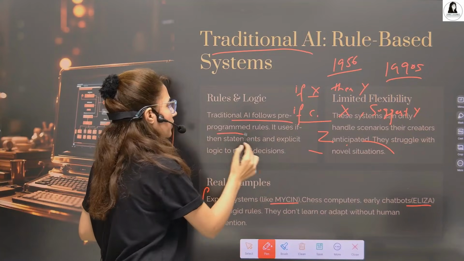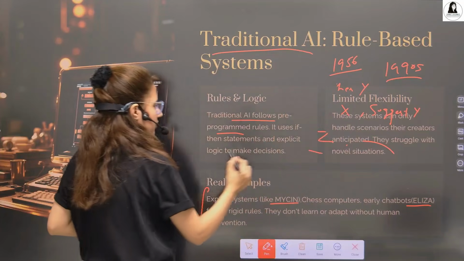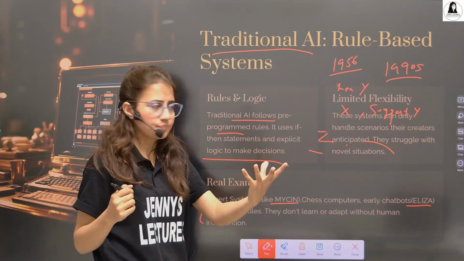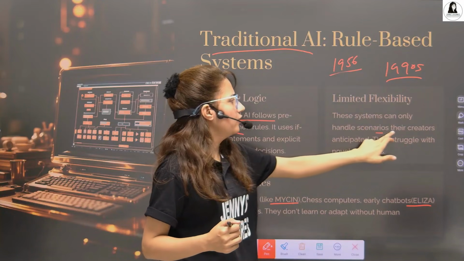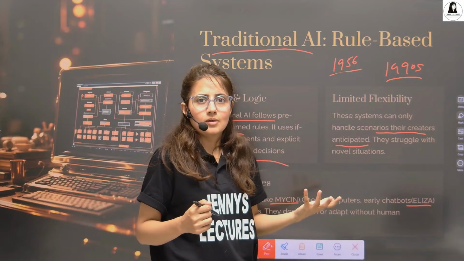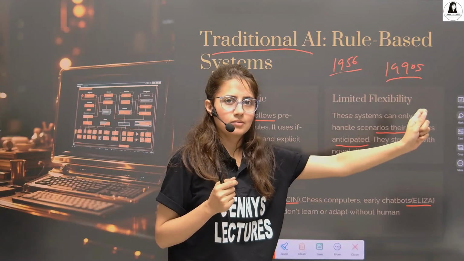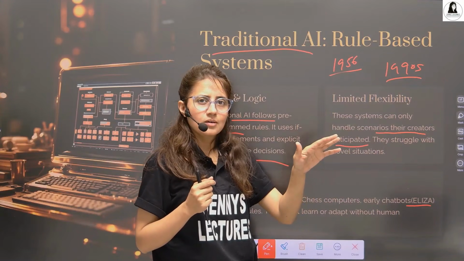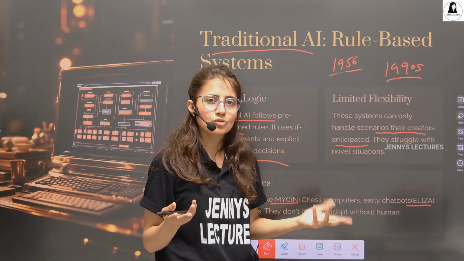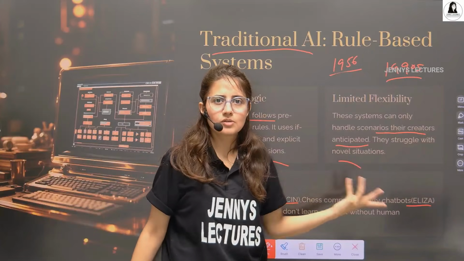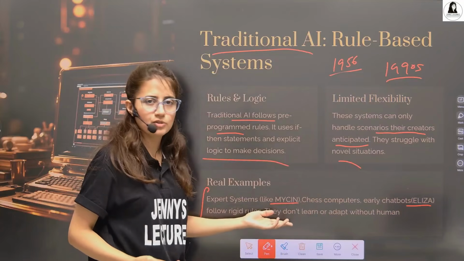So traditional AI follows pre-programmed rules. It uses if then else statements and explicit logic to make decisions. So they were not so flexible, and could only handle the scenarios their creators anticipated. Like I told you, if I have coded that if a customer buys product X, suggest product Y, any name you can give. But if a customer buys product Z, then what? That is a new situation. So they struggle with novel situations. That was basically the limitations of traditional AI systems. And these are a few examples of traditional AI systems.